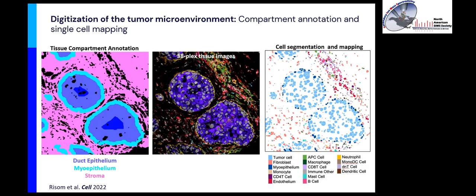So if you go back to one of the intro slides on this project, we saw that there were different morphologies or different structural features between the normal and the DCIS samples. And so here they did a segmentation of the tissue regions into the three different types of morphological features: the duct epithelium, the myoepithelium, and the stroma.